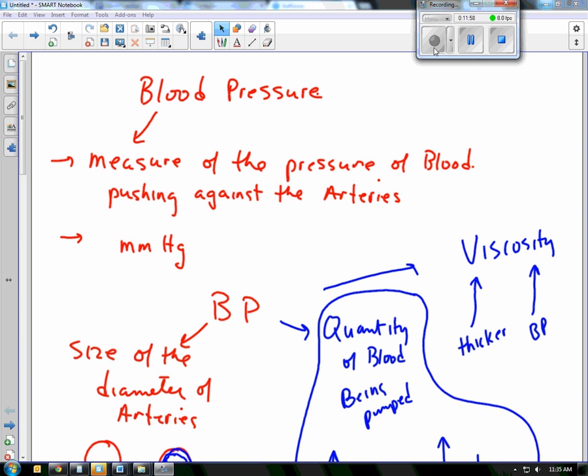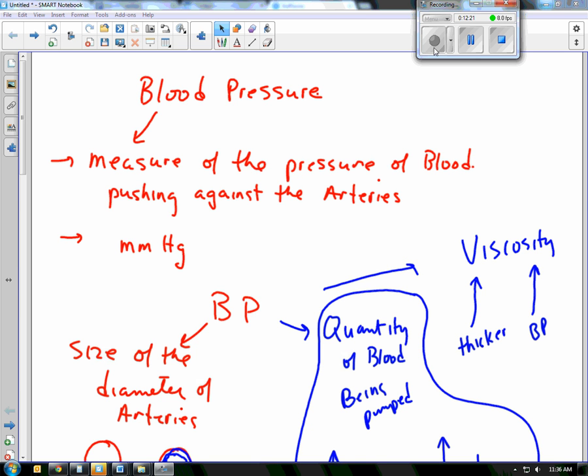So your arteries are under considerably more pressure than your veins are, because they're closer to the heart, closer to the source of the pumping, and so there tends to be more pressure. So when you put a blood pressure cuff on, you're really measuring the pressure in one of the major arteries in your body.